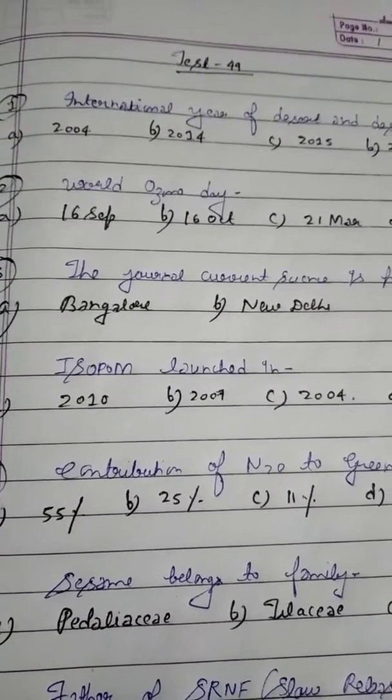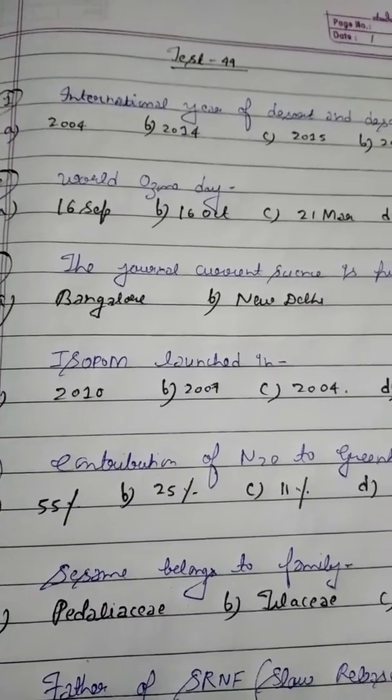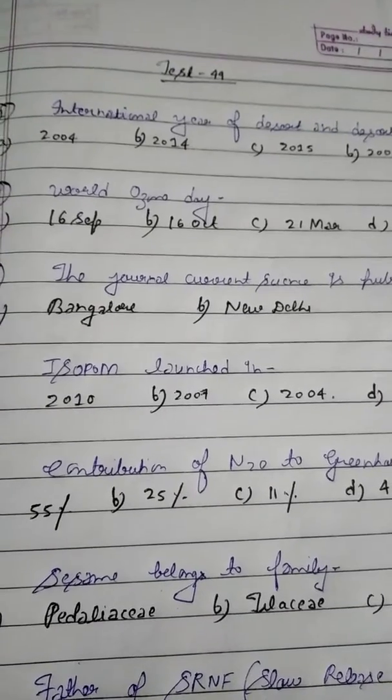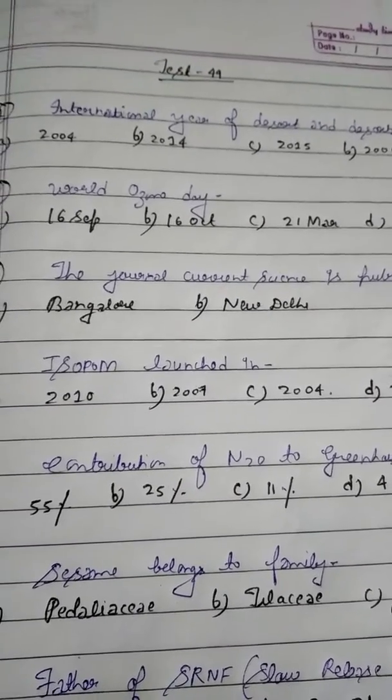Today we will solve test number 49 of the General Agriculture series. Before starting, please put the numbers 1 to 10 on your sheet of paper, and at the end, please evaluate your correct responses for self-evaluation.